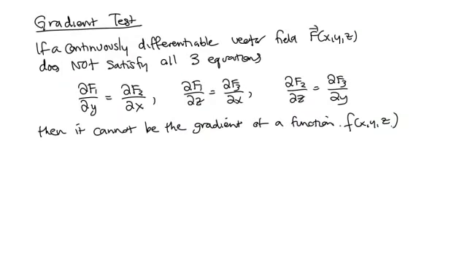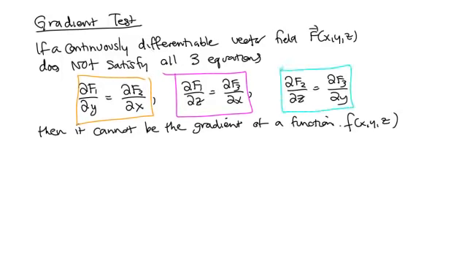We have the so-called gradient test. If a continuously differentiable vector field f of x, y, z does not satisfy all three of the equations ∂f1/∂y = ∂f2/∂x, ∂f1/∂z = ∂f3/∂x, and ∂f2/∂z = ∂f3/∂y, then it cannot be the gradient of a function. Now this has been stated in terms of functions of three variables right here.